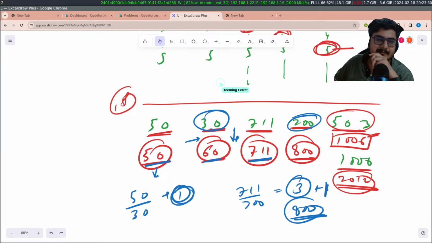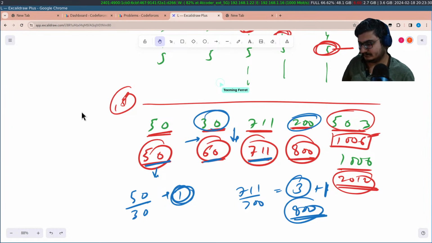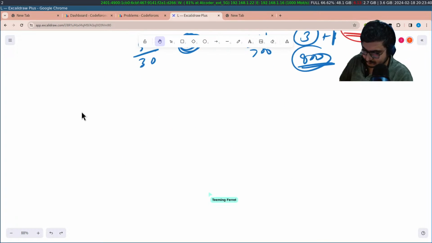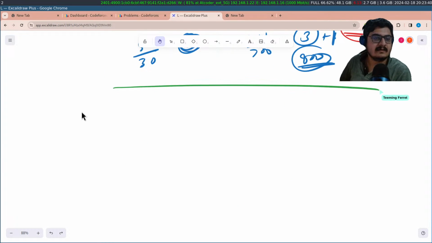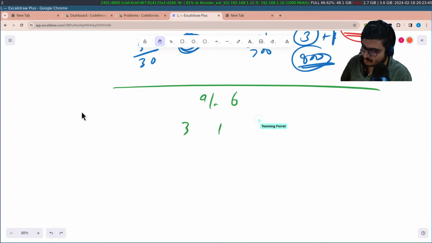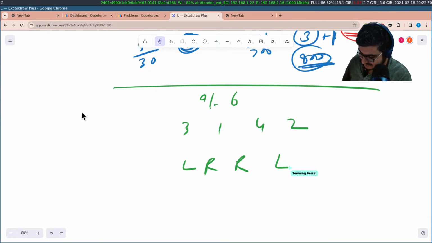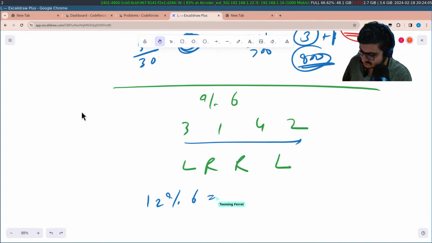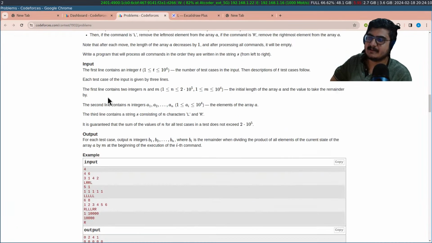So let's go through the samples once again. The first sample is where we have to print modulo 6. The values are 3 1 4 2 and the commands are L R R L. So before the first command, our array would be 3 1 4 2 and the product of all of this is 24, and 24 modulo 6 is 0. So we have output 0 over here.